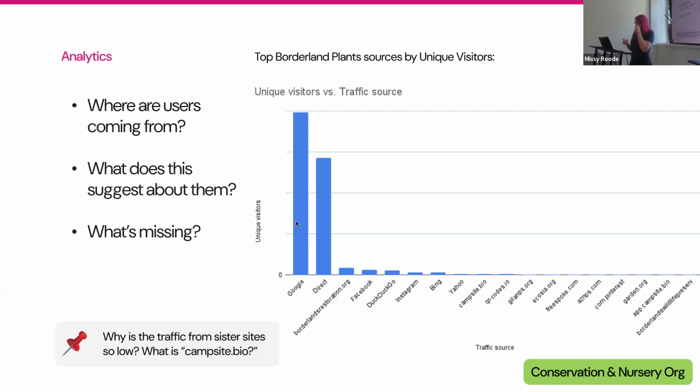But it can also be helpful to help you uncover things like that. Discovering, hey, we have some unattributed traffic here. That can be a really important insight to help you understand your users a lot better.